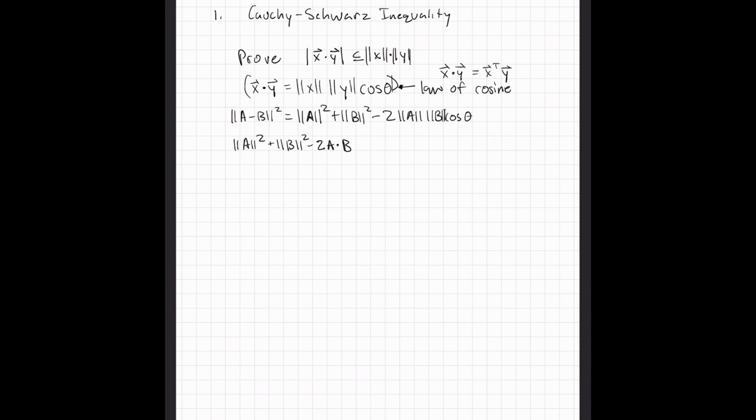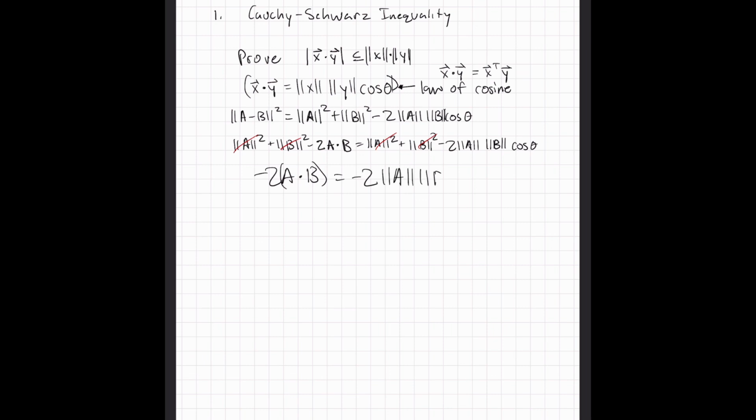Simplifying this based off of vector subtraction and the magnitude squared, we would get the magnitude of a squared plus the magnitude of b squared minus 2 times the dot product of a and b is equal to the magnitude of a squared plus the magnitude of b squared minus 2 times the magnitude of a times the magnitude of b times cosine of theta. As you can see from both sides, the magnitude of a squared and magnitude of b squared will get canceled.